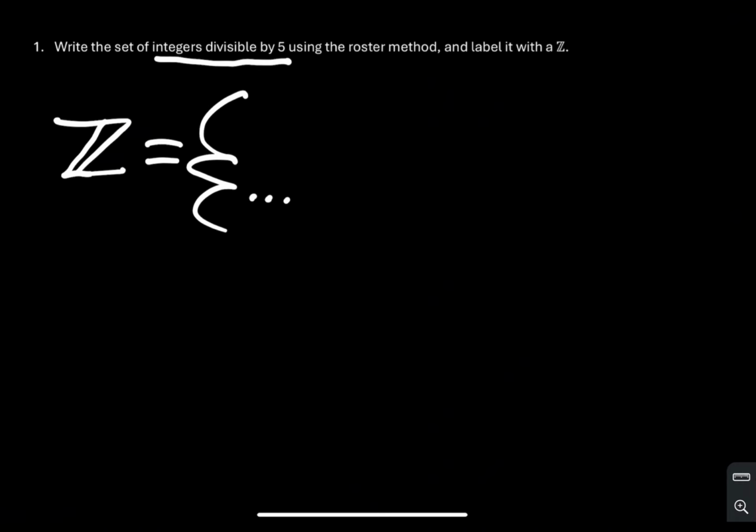So we're going to start off with negative 10. Since negative 10 is divisible by 5, you do negative 10 divided by 5, you're going to get negative 2 back. So that means it's divisible by 5, since you got a whole number as the result of that division. The next number would be negative 5. And then the number after that would be 0. You can divide 0 by 5 and you're going to get 0, which is still a whole number, even though it's 0.